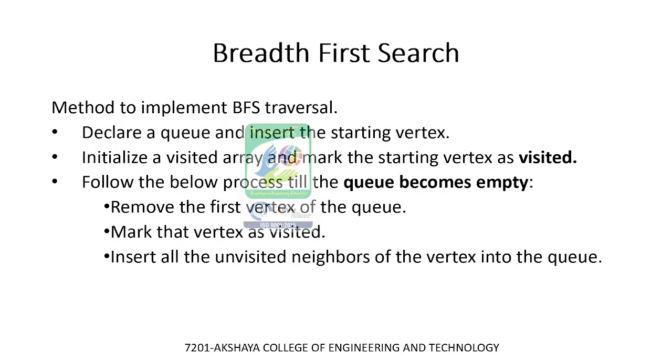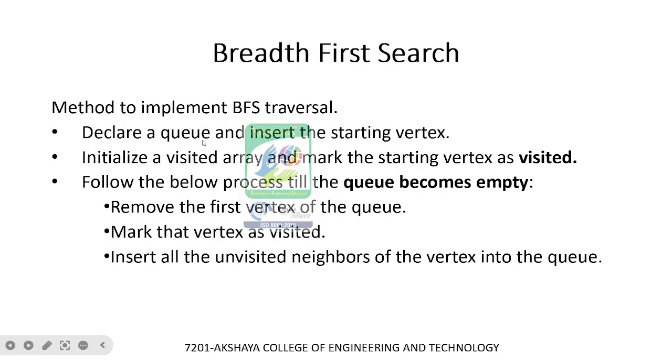So BFS in a tree and a graph is almost the same. The only difference is that the graph may contain cycles, so we may traverse to the same node again. To avoid these cycles, we are using two parts. One is visited, another one is not visited. So now we can see the implementation of BFS traversal.